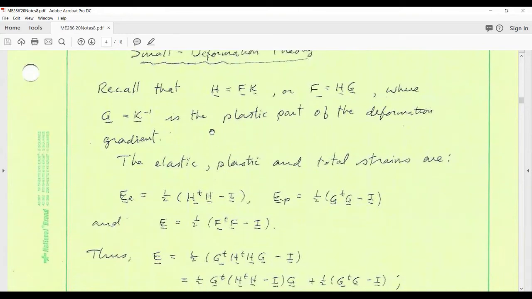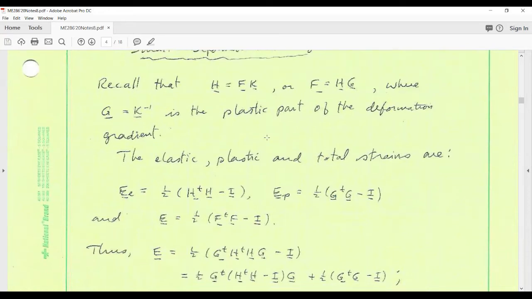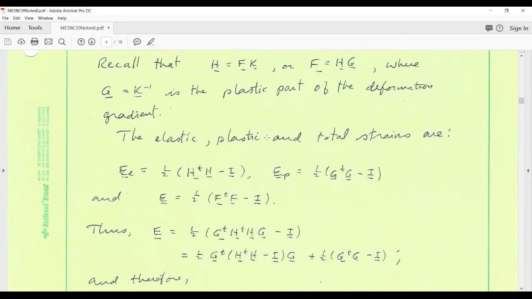Let's go back to basics and recall that our elastic deformation was the actual deformation gradient F times the inverse plastic deformation, or in other words, F is H G, typically written F_e F_p. And of course, G is K inverse. This is the plastic part of the deformation gradient. Based on this, we can construct an elastic strain tensor, as we have done already, and a plastic strain tensor, which we actually have not had occasion to do yet, and combine them into a total strain tensor.